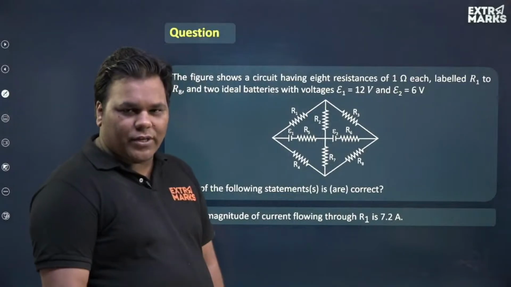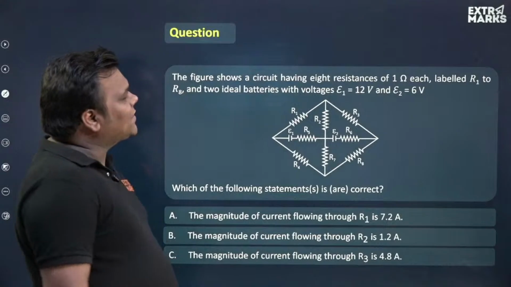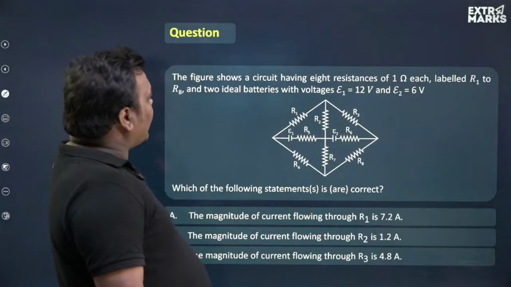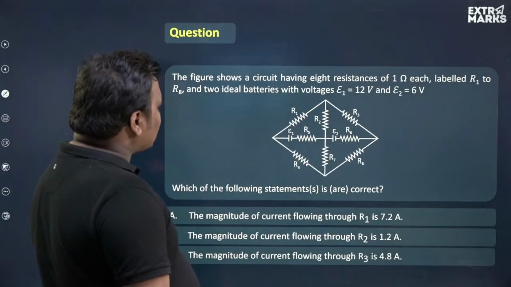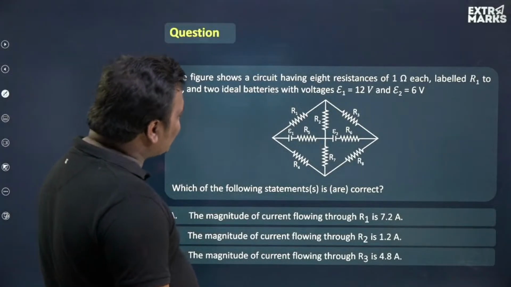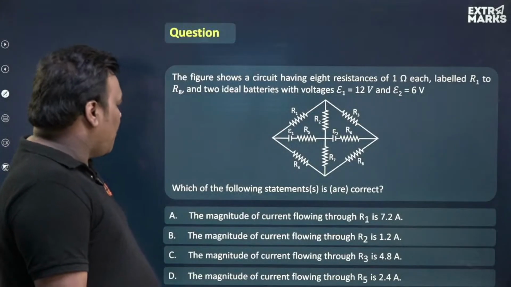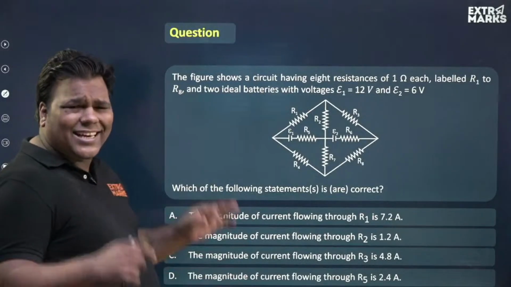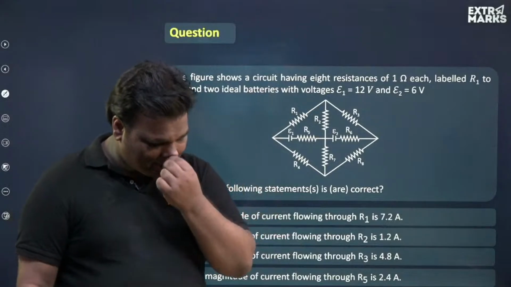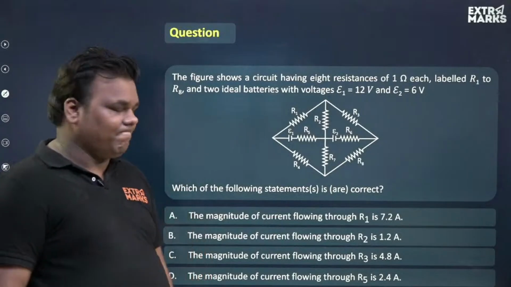More than one type of question. The figure shows a circuit having 8 resistances of 1 ohm each, labeled R1 to R8, and 2 ideal batteries with voltage E1 equal to 12 and E2 equal to 6. Which of the following statements are correct? Magnitude of current in R1, R2... basically what he's trying to ask is, calculate the current at every resistance. And all the resistances have the same magnitude, 1.